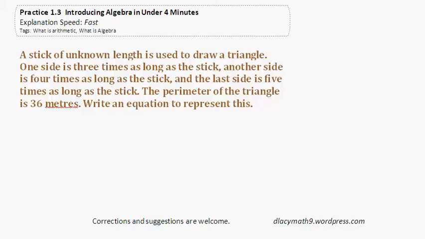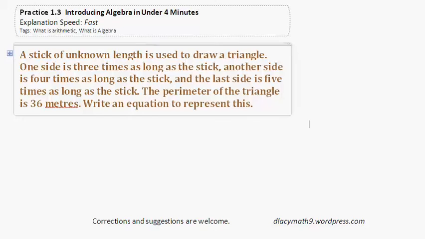Here it is. A stick of unknown length is used to draw a triangle. One side is 3 times as long as the stick. Another side is 4 times as long as the stick, and the last side is 5 times as long as the stick. The perimeter of the triangle is 36 meters. Your task is to write an equation to represent this.